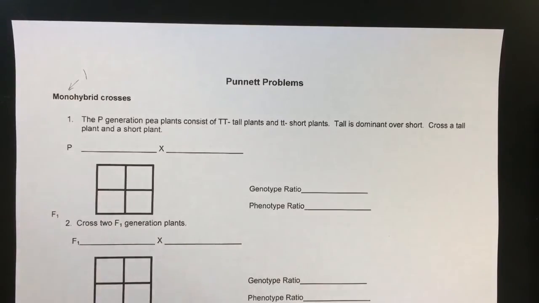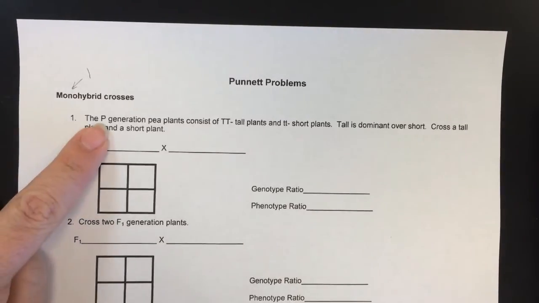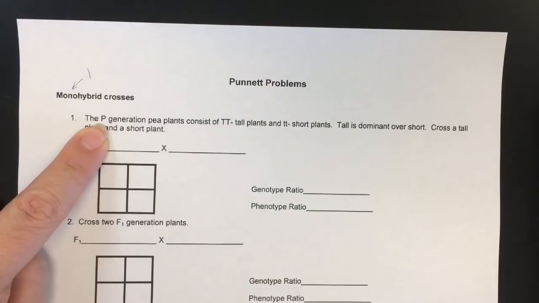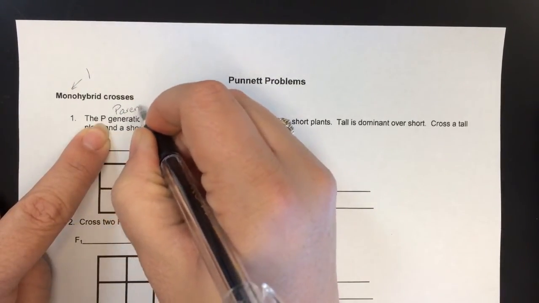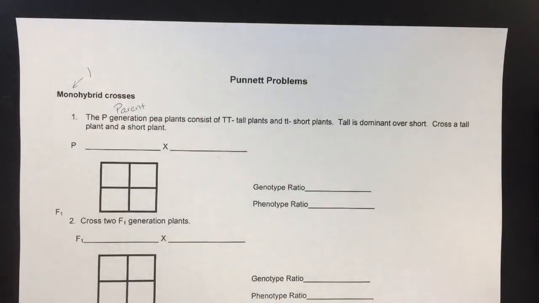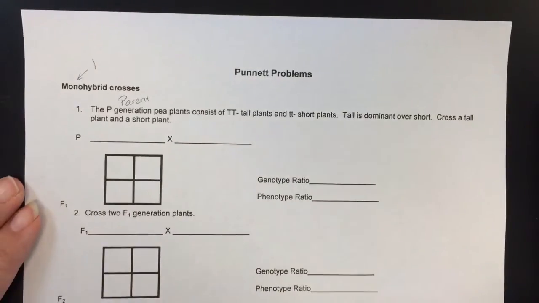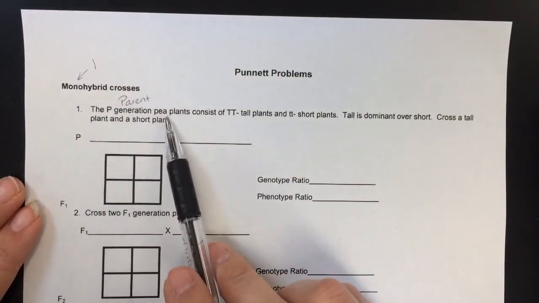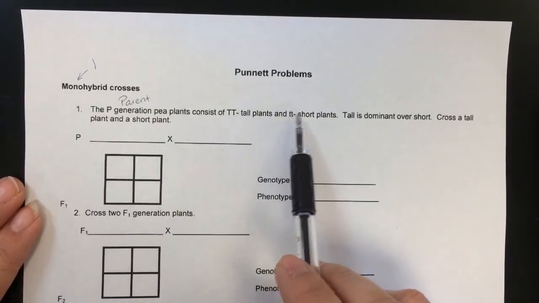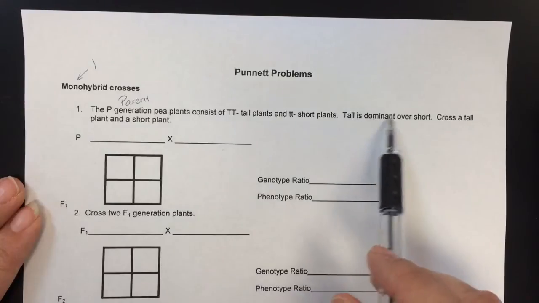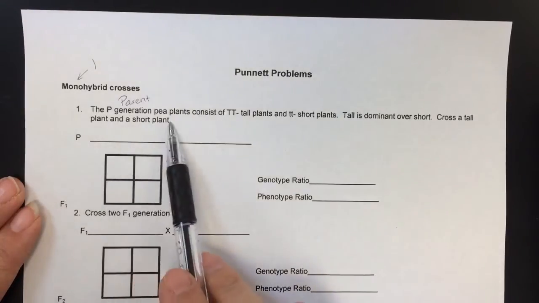So in question 1 here, the P generation of pea plants. Now the P generation actually has nothing to do with peas itself. When we're talking about P, we're talking about the parent generation. So the first 2 plants that we're starting with when we do our experiments. The P generation of pea plants consists of big T tall plants and little t short plants. Tall is dominant over short, across a tall plant and a short plant.